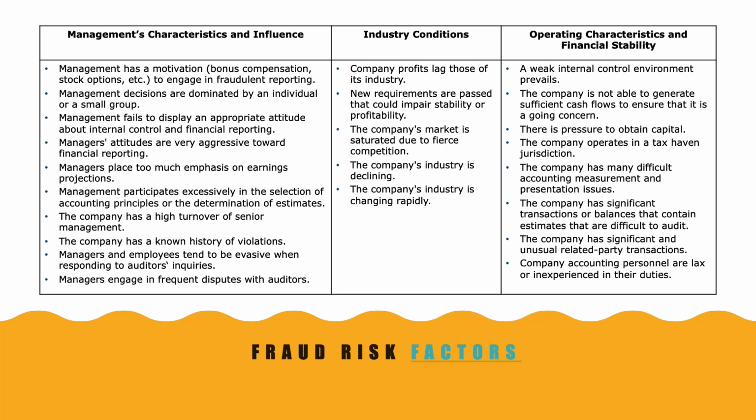The fraud risk factors identified by AS 2401 help auditors assess and respond to the risk of fraudulent financial reporting. These factors, often referred to as red flags, provide auditors with guidance on areas to scrutinize more closely. Some of the key fraud risk factors related to management characteristics and influence include those factors that exacerbate the risk of fraudulent activities. For example, ethical tone and integrity.